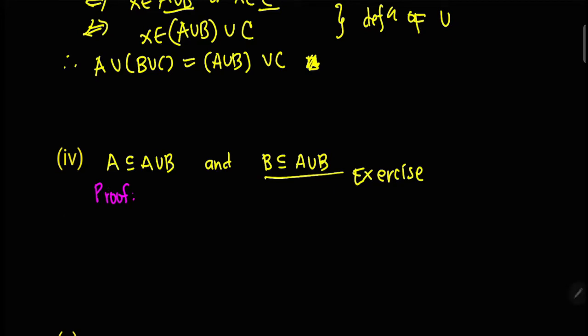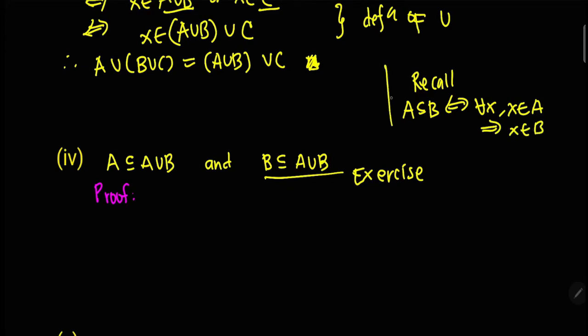So how do we prove that A is a subset of A union B? Recall again the definition. To see that a set is a subset of another set, all you need to do is to show that for all x in the first set, if x is in the first set, then you should be able to show that x is also in the second set. So that's how you prove inclusion.